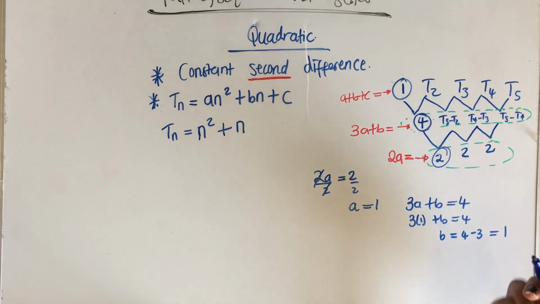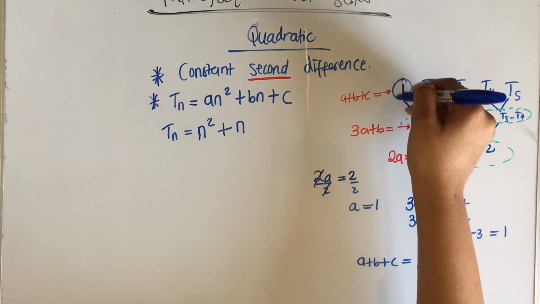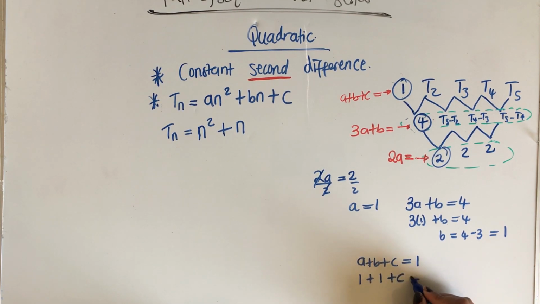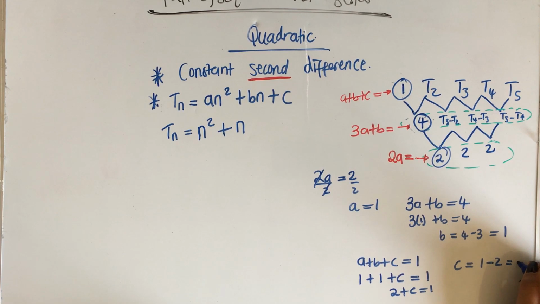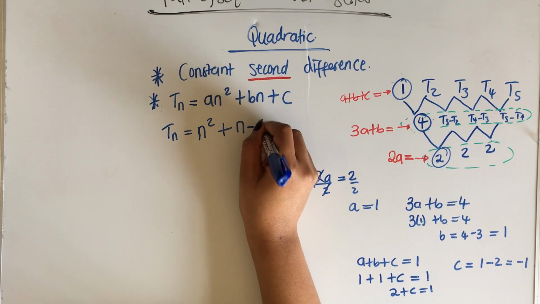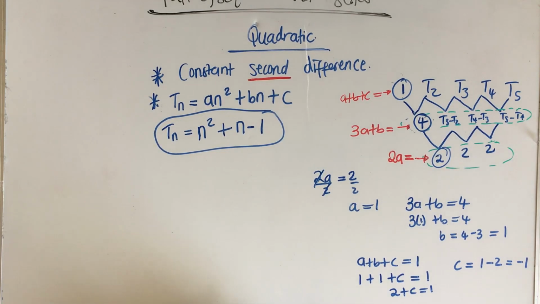So now when I find the C, we would say A plus B plus C is equal to 1. So our A is 1, our B is 1, our C we don't know, right? 1 plus 1, which is 2. 2 plus C is equal to 1, so therefore C is equal to 1 minus 2, which is equal to negative 1. So therefore your C is negative 1, which means we have a negative 1. You see? So now you would have found your general formula. And then you can calculate anything.